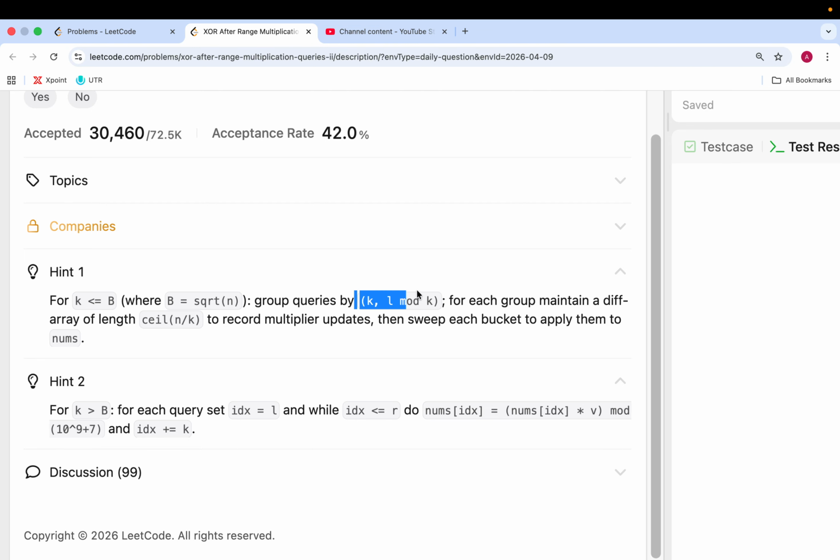Group queries by this tuple. For each group, maintain a difference array of n divided by k to record multiplier updates. Then sweep each bucket. What's a bucket? Is a bucket the array, or is a bucket the element in the array? To record multiplier updates.